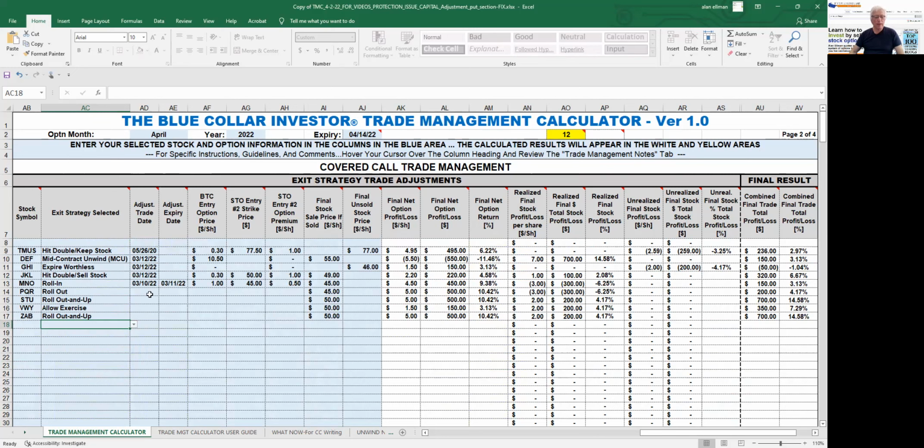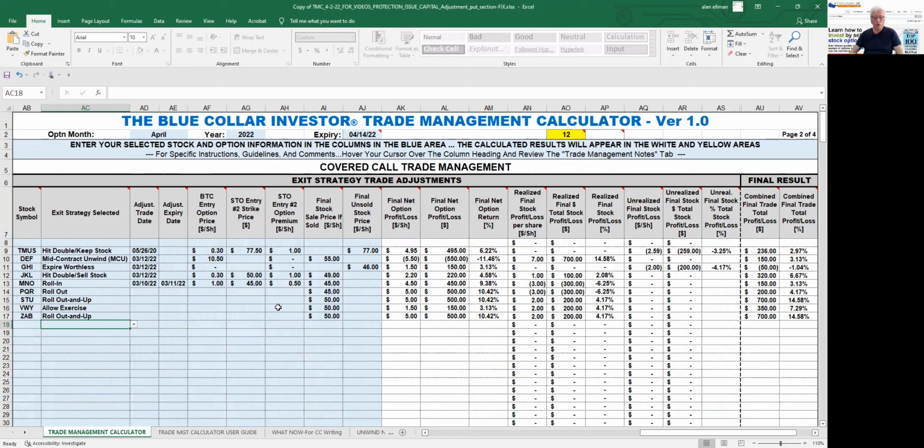Now, you put down the date that you're making this adjustment. And if there is a new expiration date, you enter that. Buy to close, sell to open premiums, depending on the strategy you're using. You don't have to fill in all the columns depending on the strategy. And if you're not sure, that information is detailed in the user guide. So you can't make any mistakes as long as you reference the user guide. And then once you get familiar with it, you won't need the user guide anymore.